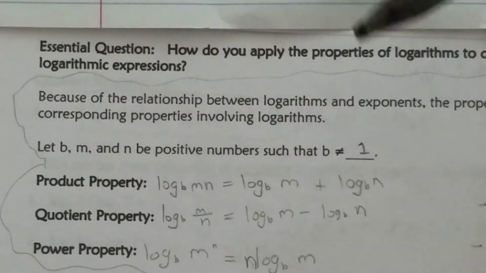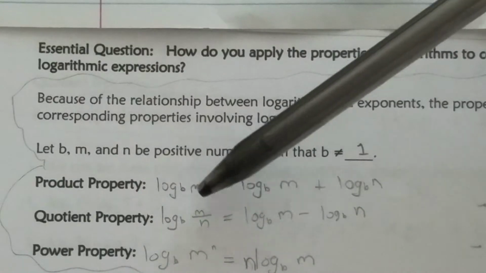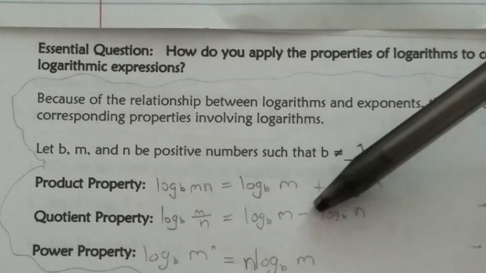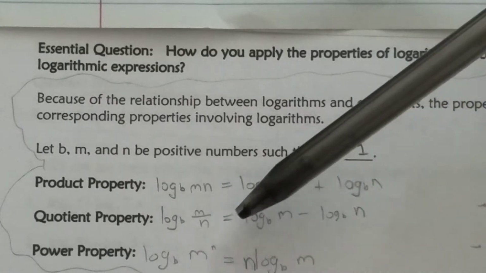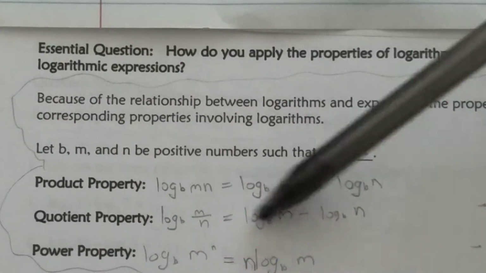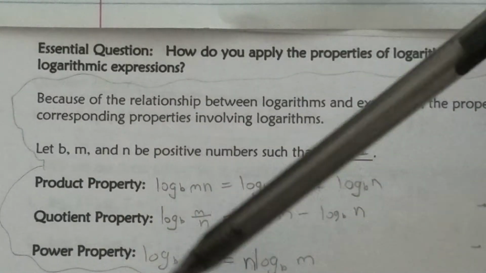Quotient property is exactly similar to the product property, but instead you have m divided by n because it's a quotient. Same base, what you do instead is you minus. It would be log b of m minus log b of n. Same thing going on as the plus one, but a minus, so you divide instead of multiply.